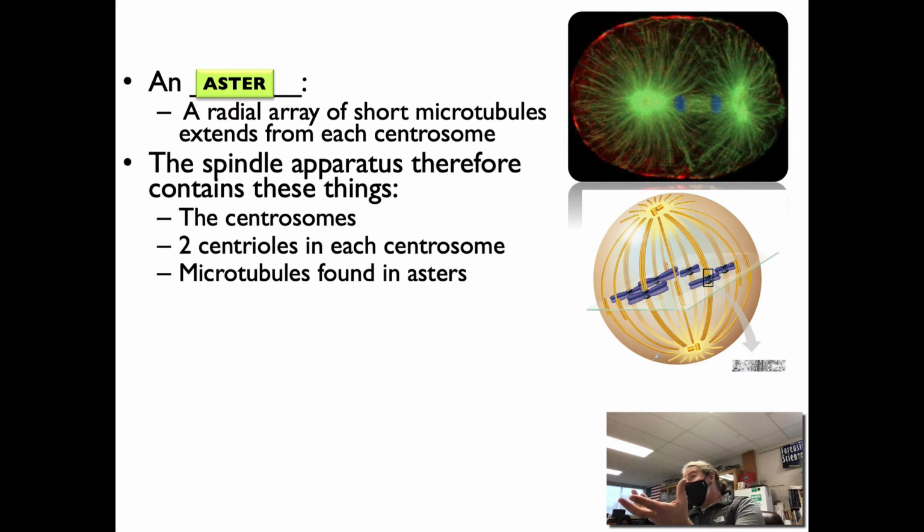So once you start adding the asters themselves and the microtubules that are currently growing out of them, you're basically now making a spindle apparatus. So the 3 things that any spindle apparatus will have during mitosis is the centrosomes, and I'll put a 2 there. There are 2 centrioles in each centrosome. If you want, we could even count them. 1, 2, 3, and 4. There they are.